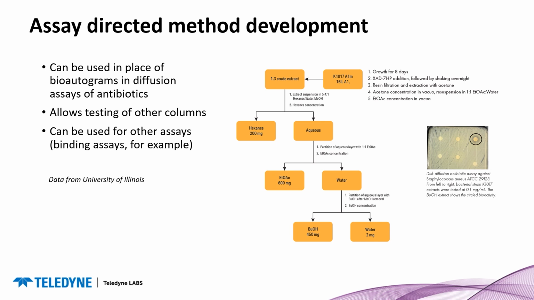This example is courtesy of the University of Illinois in Chicago. The research group was looking for antibiotics. This in theory could be done with silica thin layer chromatography (TLC) plates via bioautograms. However, other column media aren't easily available for TLCs, and reverse phase TLC plates are slow to run.